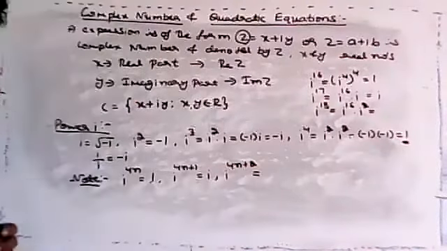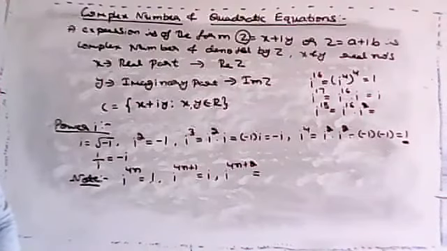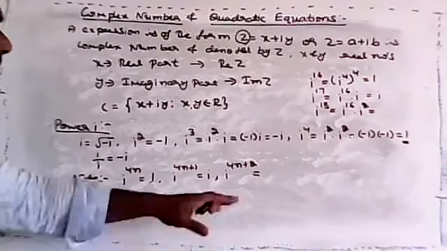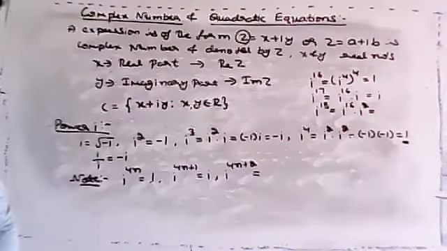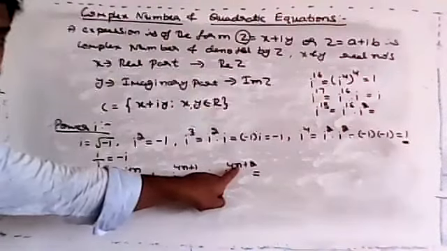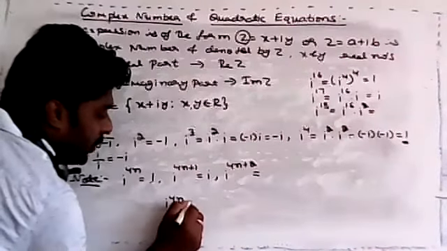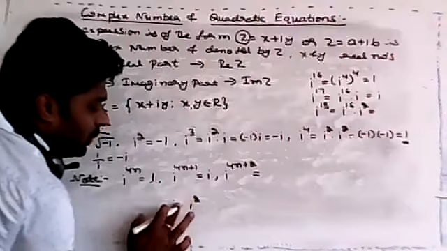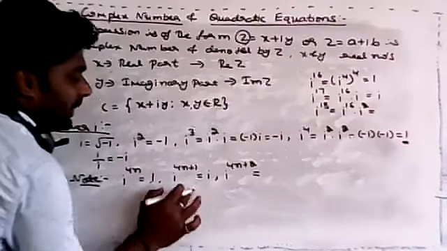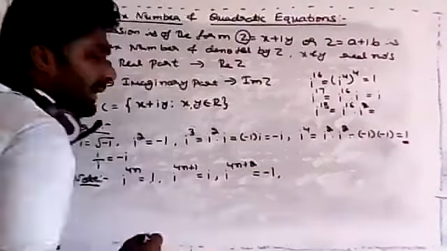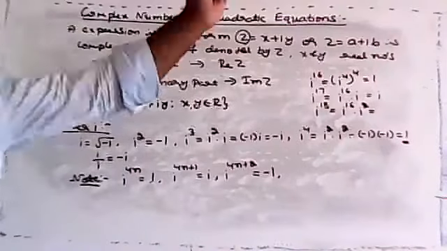Can you tell me the answer for this one? i to the power of 4n plus 2. What do you get as the value here? As we know, i to the power of 4n is what? So apply the laws of indices: i to the power of 4n into i square. i to the power of 4n is 1 only. i square is what? Minus 1. Like this you have to solve, if they give problems like this.